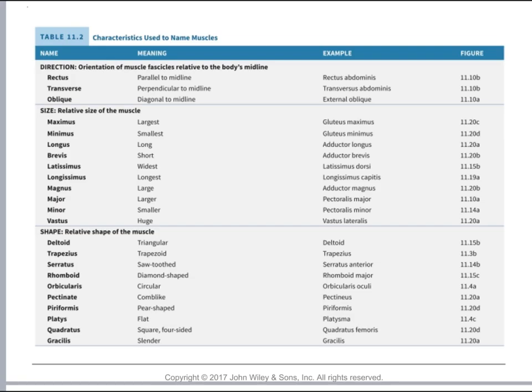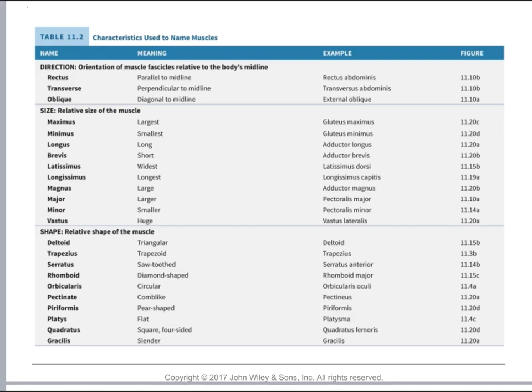So let's look at direction first. This is the orientation of the muscle fascicles relative to the body's midline. So we look at rectus. Rectus means straight, right? So we're parallel to the midline, like the rectus abdominis. Transverse, so perpendicular. This is where all those surface terms, those foundational terms that we dealt with in week one or that first lecture, are going to come back right here and help us out. Transverse, perpendicular to the midline. Remember our transverse cut. So the example of a muscle would be the transverse abdominis. Oblique, diagonal to the midline, like the external oblique, those muscles on the sides of your abdomen.